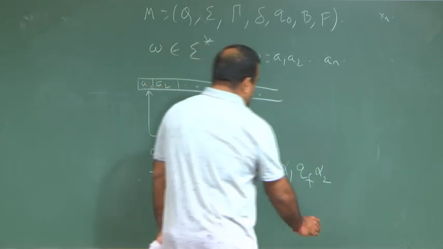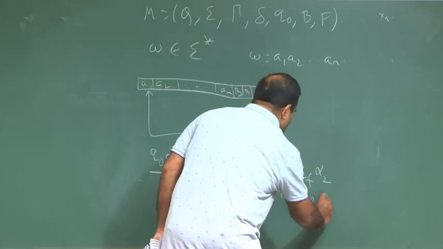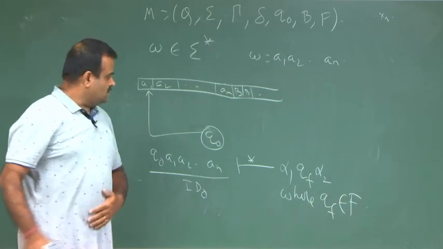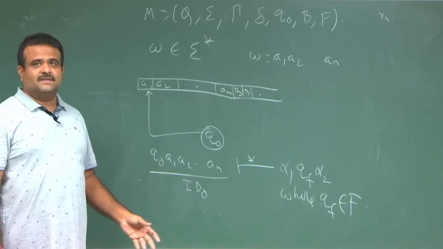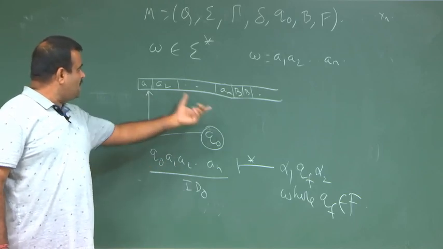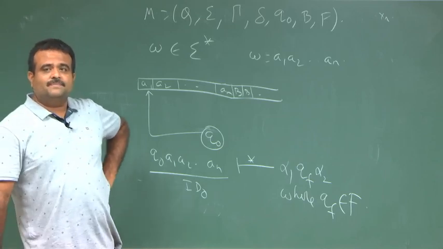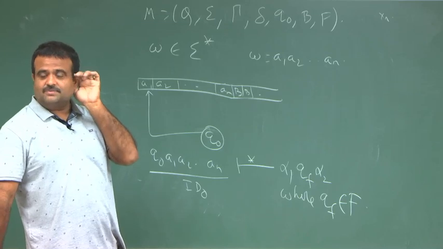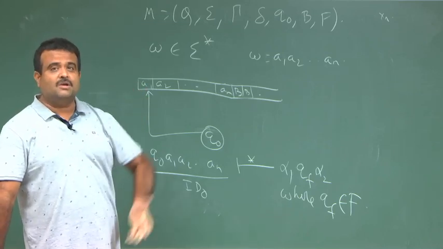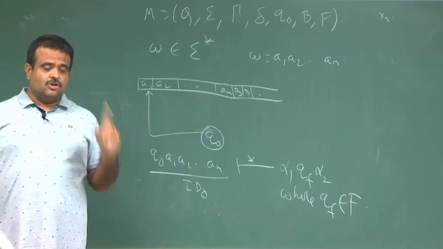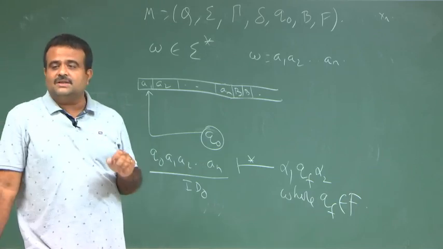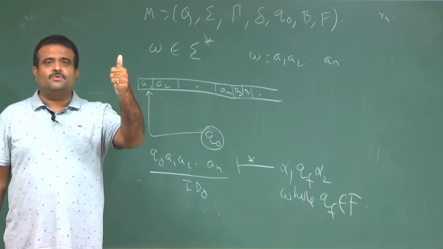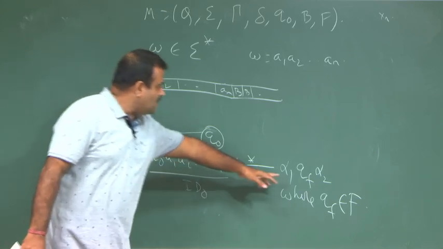Where QF is a final state. If QF is a final state, then this string will be accepted by this machine. This is the acceptance string. This string is accepted by the Turing machine, and our machine will halt there once we reach a final state. So, there are two ways the machine will halt. One is there is no move, there is no transition for a given state and the given input, and the other way is if we reach a final state.